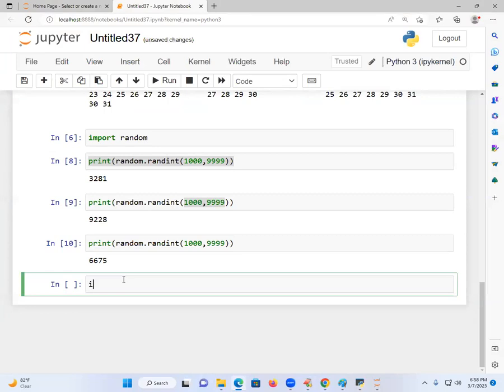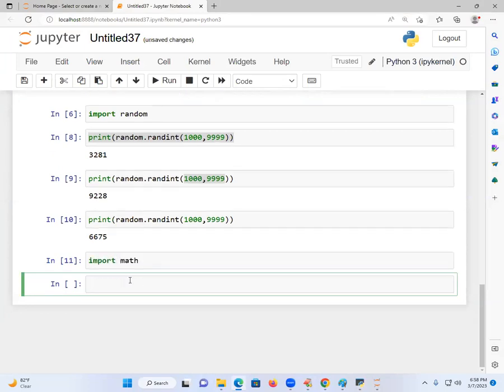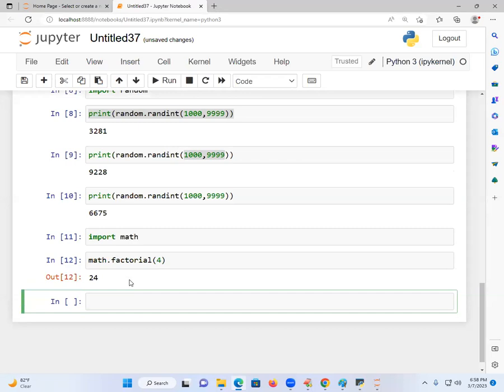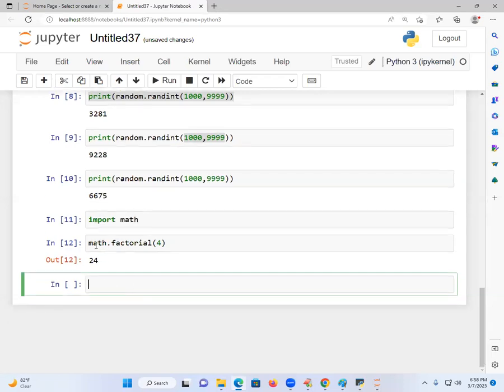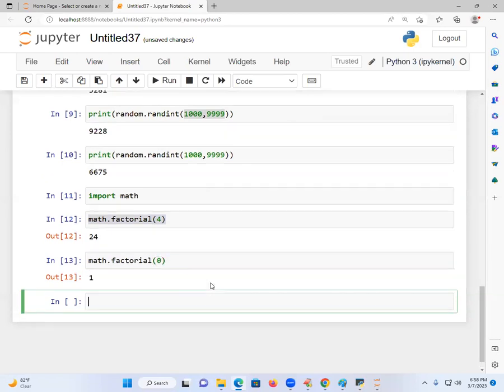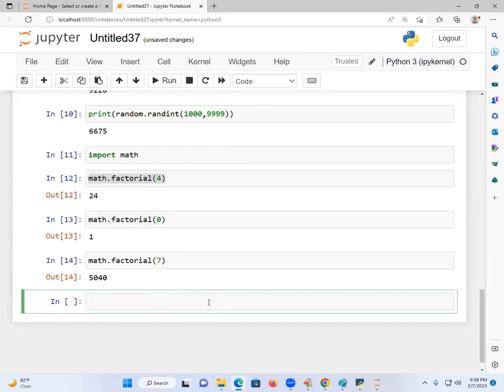Now I am writing. Import math. math dot factorial. See how easy it is to remember also. Factorial of 4. You see, what is the answer? Simple. math.factorial of what? 0. Factorial of 0 is called what? 1. math.factorial of 7, you say. The answer is going to come 5040. Are you able to find it?